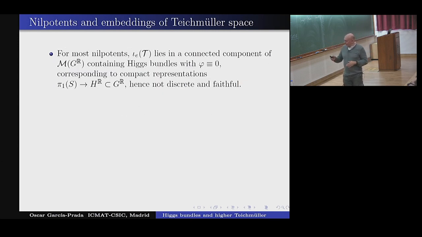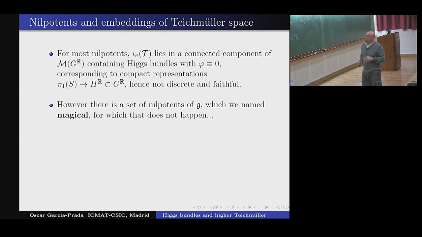But for most nilpotents, this image of the Teichmuller component is in a connected component that contains Higgs bundles whose Higgs field is 0, so that you can deform to a representation that factors through the maximal compact. So most of the nilpotents, from a certain point of view, are bad if you are looking for something that is discrete and faithful. But there is a class of nilpotents for which that doesn't happen, and this is the magic.